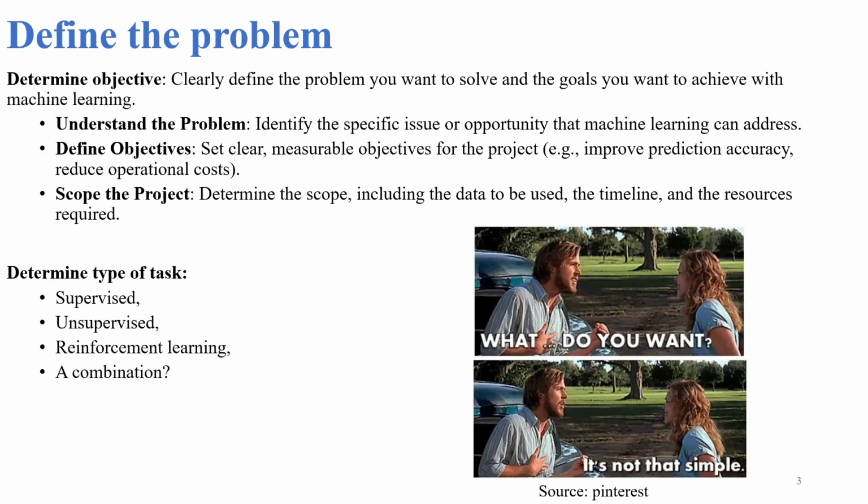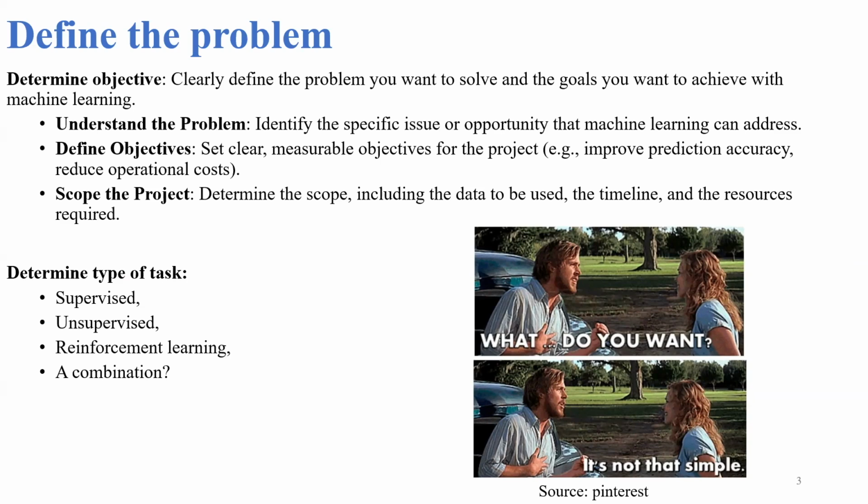Now, defining the problem. It's actually very challenging to define or determine the problem. So determining the objective is the first step for applying machine learning. We should clearly define the problem you want to solve and the goals you want to achieve with machine learning. I know sometimes it could be not that easy, it's not that simple, but it's good to have as clear an idea as possible. If you understand the problem and understand the specific issue or opportunity that machine learning can address, it will be very useful. Then we can have objectives, clear measures, metrics, and scope of the project.